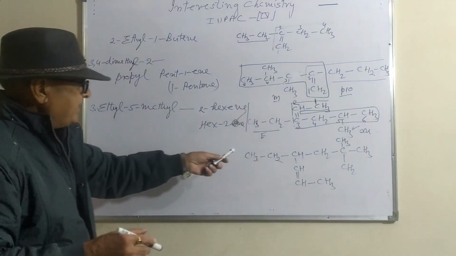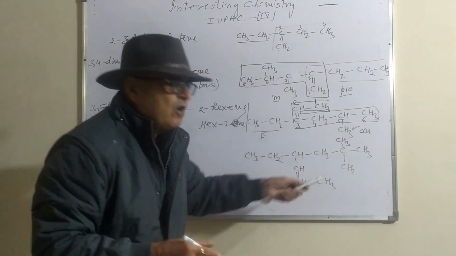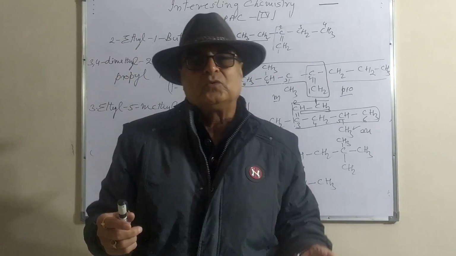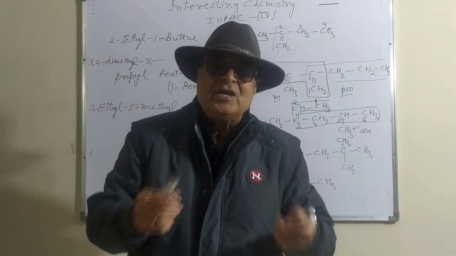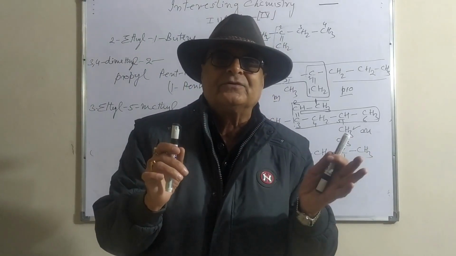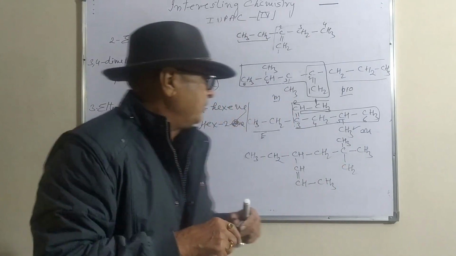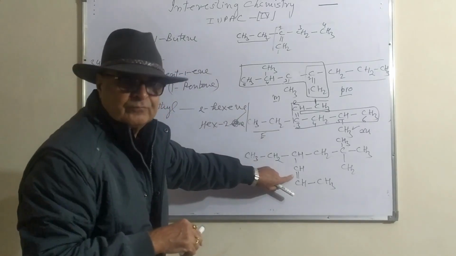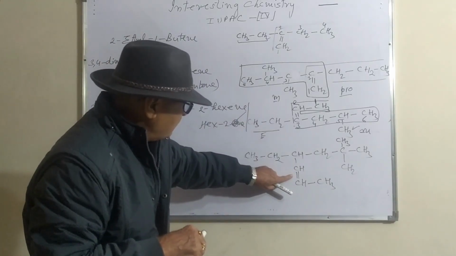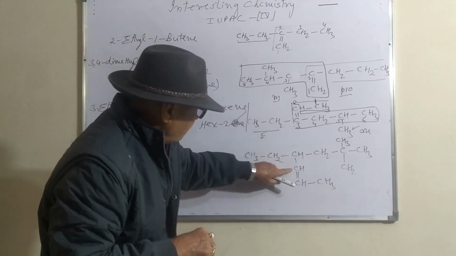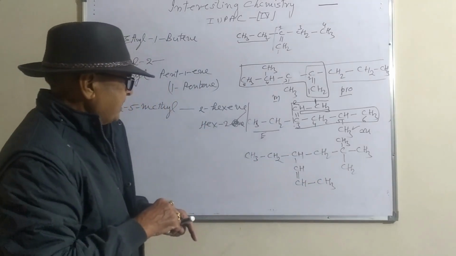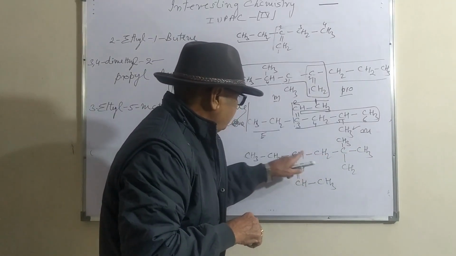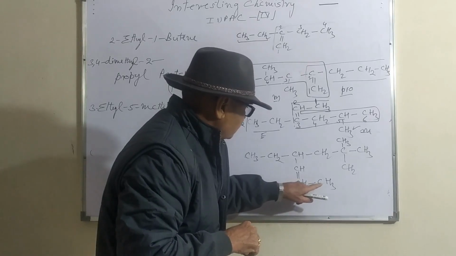Now write the name of this structure. How will you write the name of the structure? First, what will you do? Select the longest chain, including the double bond. So where is the double bond? This is the double bond. To include this double bond, 1, 2, 3, 4, 5, 6, it is hexene. And again here 1, 2, 3, 4, 5, 6 and 7.